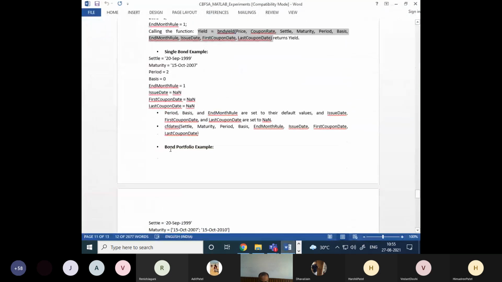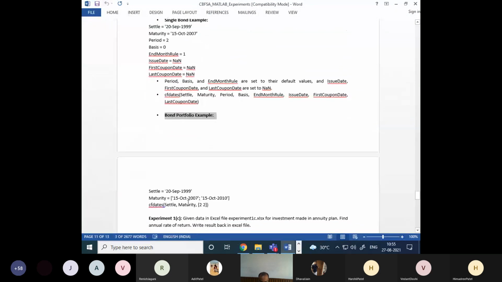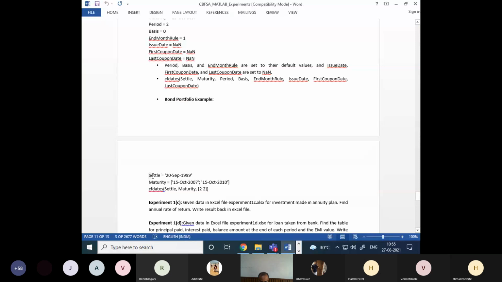Likewise, you can have multiple bonds, so you can have a bond portfolio. So this is a bond portfolio. I have purchased 2 bonds on the same date, which have different maturities. I also want to calculate the cash flow dates, meaning the dates on which I will get the coupons and the maturity. So there is a function CF dates. Using this function, you can calculate the cash flow dates.